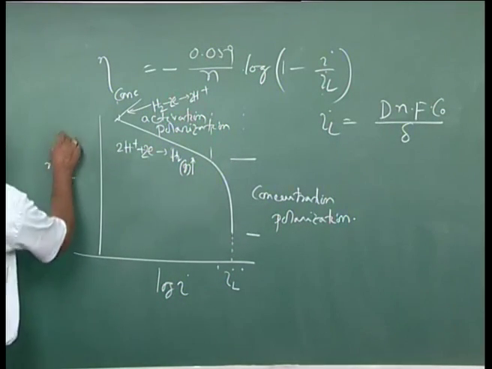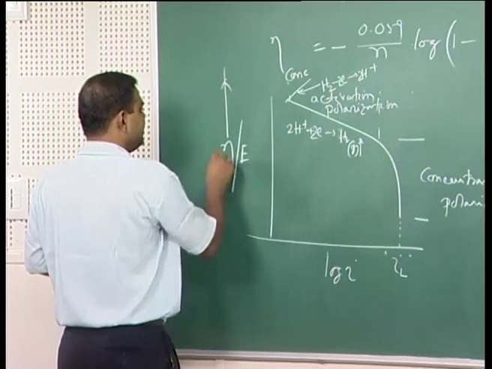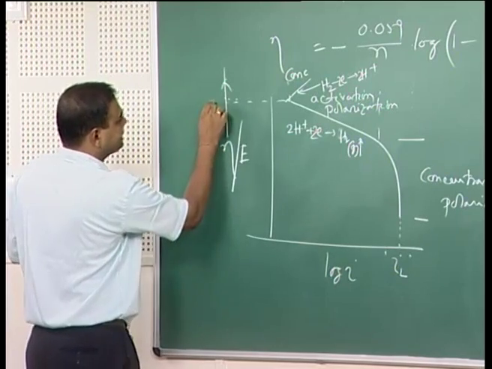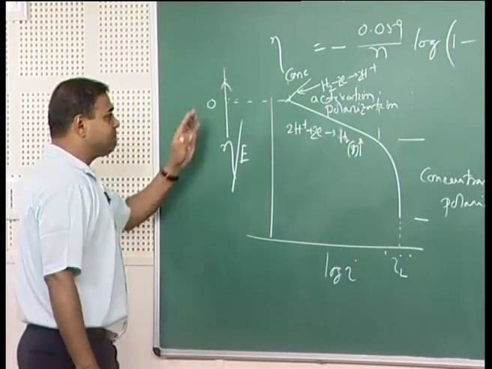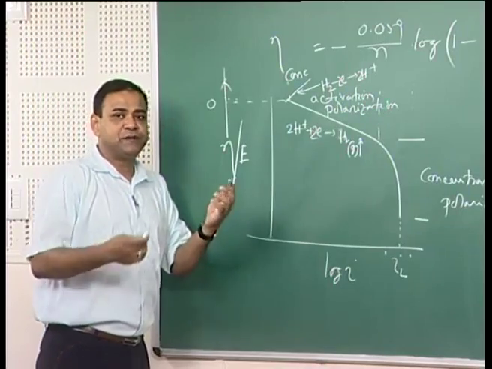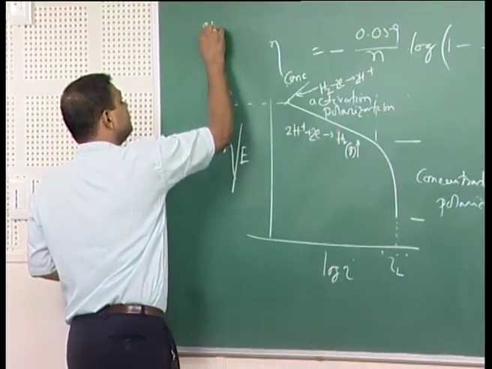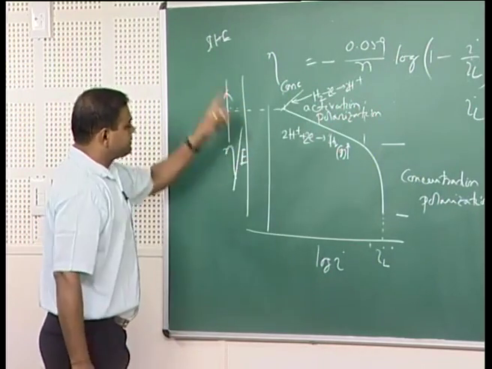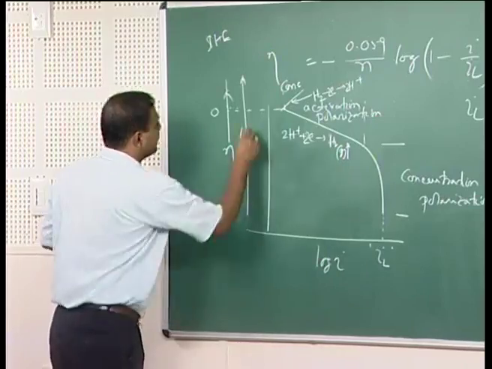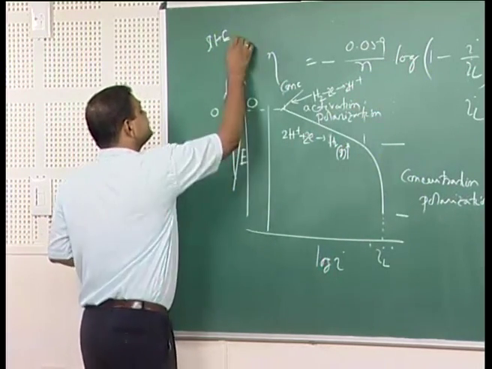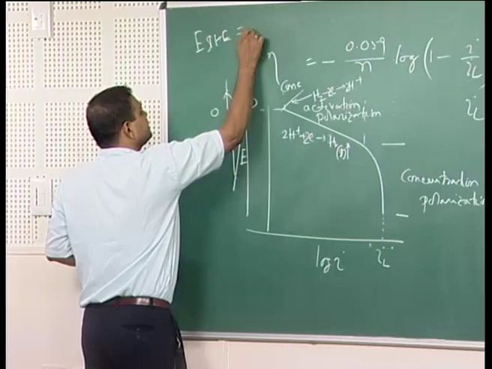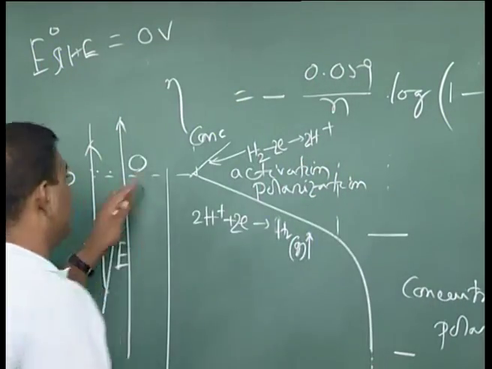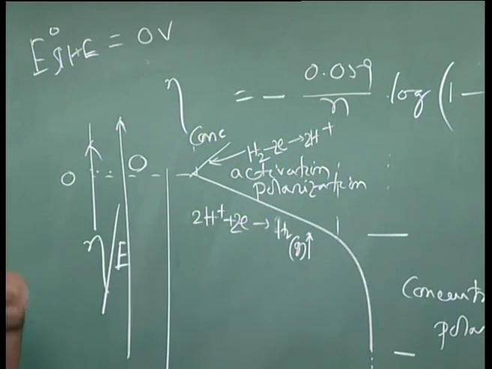Now, in this case, let us say we are using the overvoltage scale, so this value would be 0. And if you are measuring this potential with respect to the standard hydrogen electrode, and would like to plot with respect to absolute potential, in that case also it would be 0, because the standard hydrogen electrode potential is nothing but 0 volt. So, this will not change. Now, this is my situation.